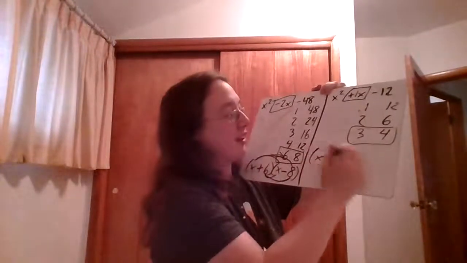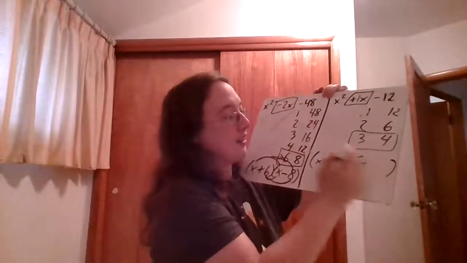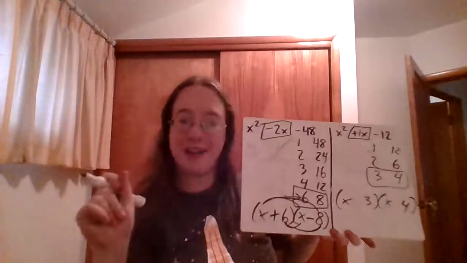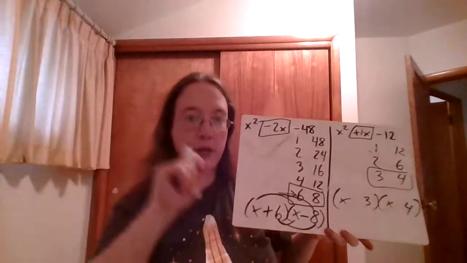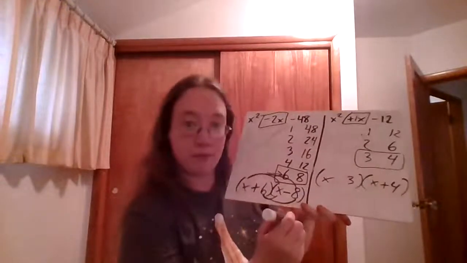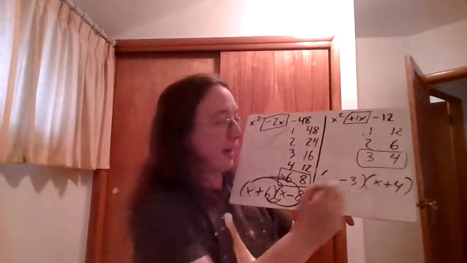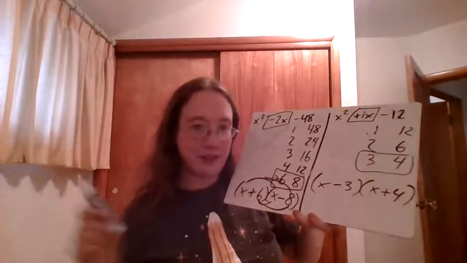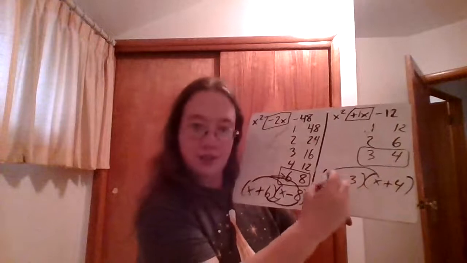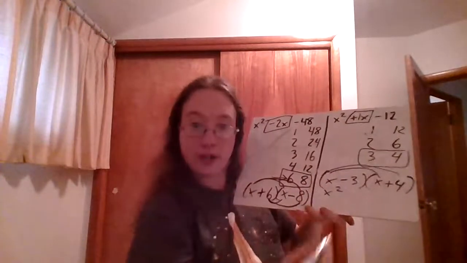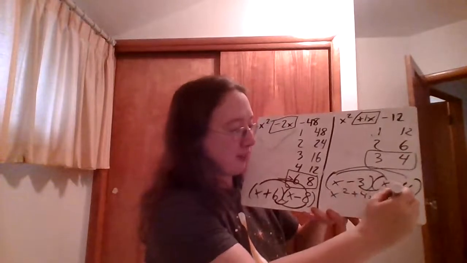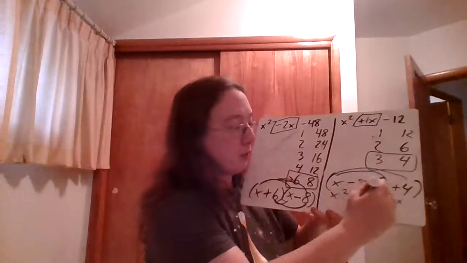So I'm going to have an x and an x. I'm going to have a 3. I'm going to have a 4. And if we want to end up with a positive 1, this time we want our bigger number to be positive. So that 4 is going to be a plus 4. And that 3 is going to be a minus 3. And again, if we want to check this by FOILing it back, we've got our x squared. We've got plus this 4x. Minus that 3x. Minus that 12.